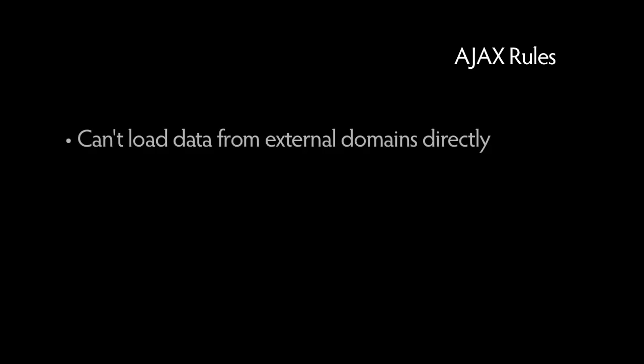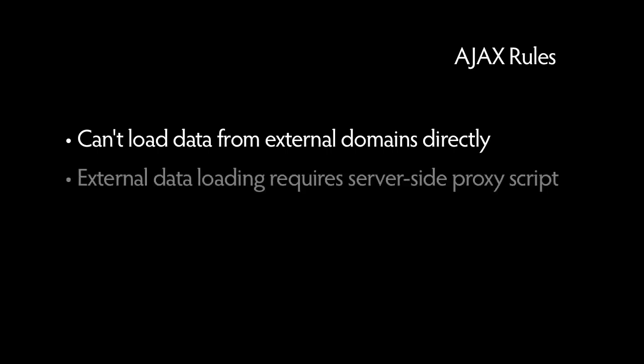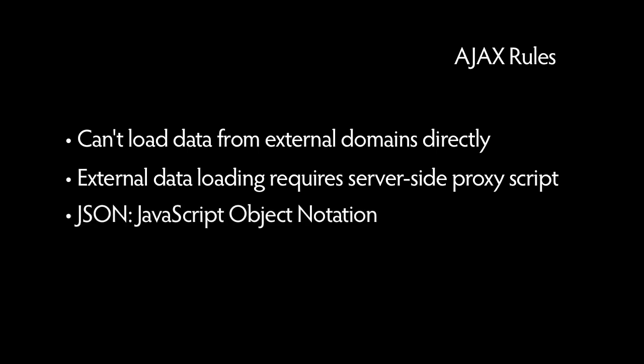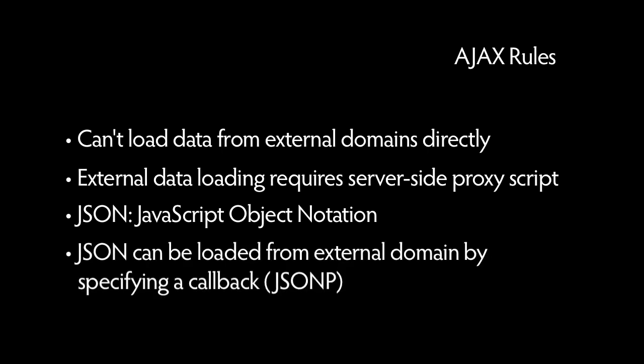When planning your web application's functionality, it's important to know that you can't load data from external domains directly via AJAX. If for some reason you do need to load data from another domain, you'll need to create a server-side proxy script to trick the browser into thinking that the data is from the local domain. The only exception to this is JSON. JSON stands for JavaScript Object Notation. You can load JSON from an external domain by specifying a callback to pass the JSON data into. This is called JSONP, or JSON with padding.